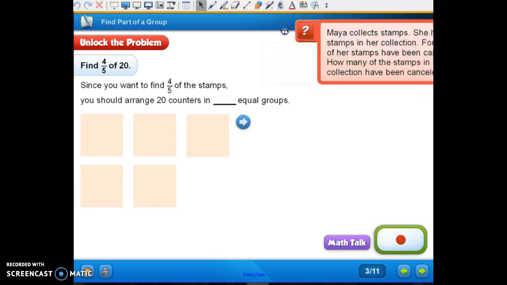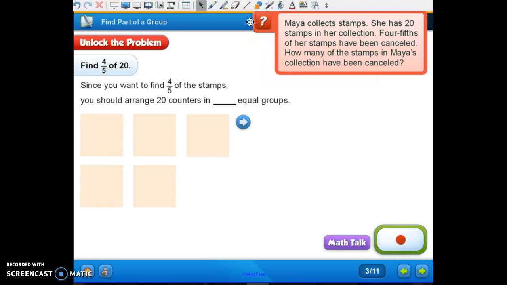So our question today that we need to unlock is: Maya collects stamps. She has 20 stamps in her collection. 4/5 of her stamps have been canceled. That means it went to the post office and they run it through that machine. If you look at the mail, there's usually an ink mark over the stamp, so you can't use it again. So 4/5 have been canceled. How many of the stamps in Maya's collection have been canceled?